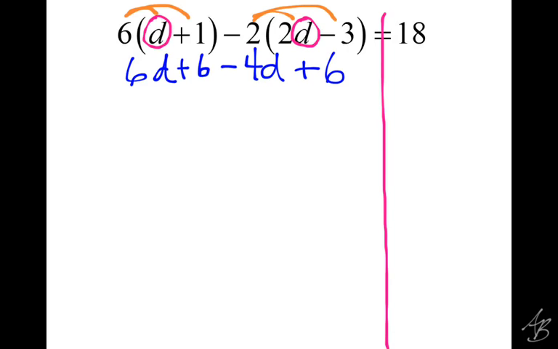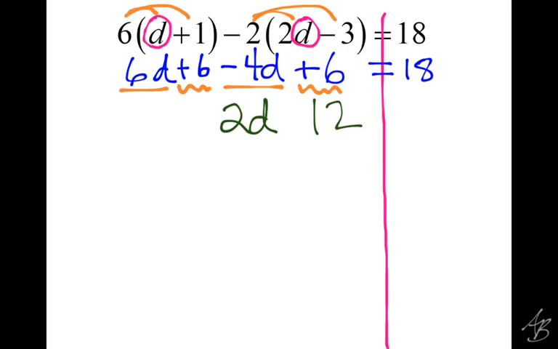A lot of people make mistakes on that type of thing. Make sure that when you're distributing a negative number times a negative number, you get a positive number. And then on the other side, we get 18. All right, after we distribute, then we're going to combine like terms. I see a 6d and a 4d. Those will combine to give us 6d minus 4d is 2d. And then I also have a plus 6 and a plus 6, which combine to give us positive or negative? Positive. So we have 2d plus 12 on the left and still have the 18 on the right.